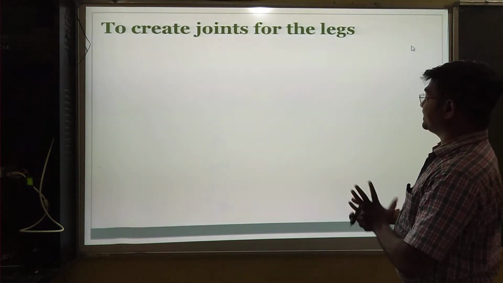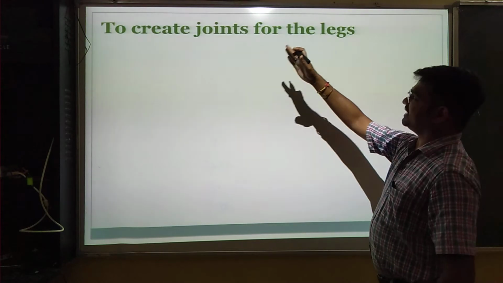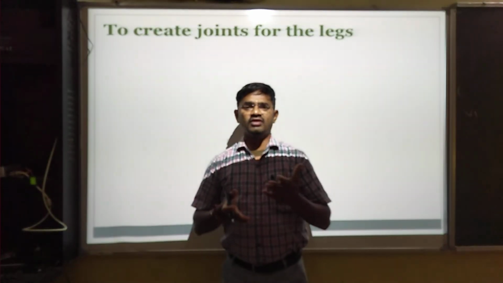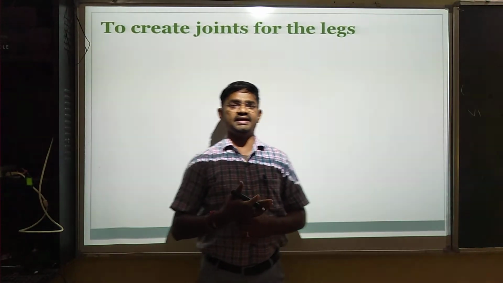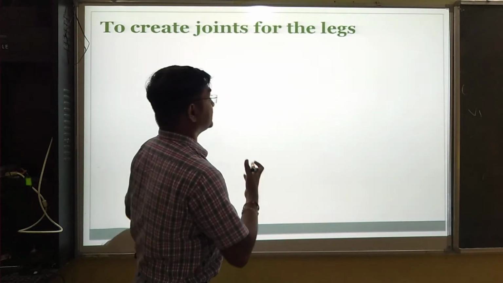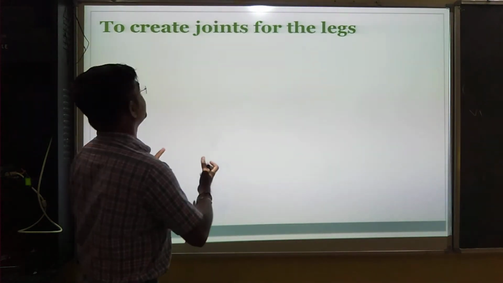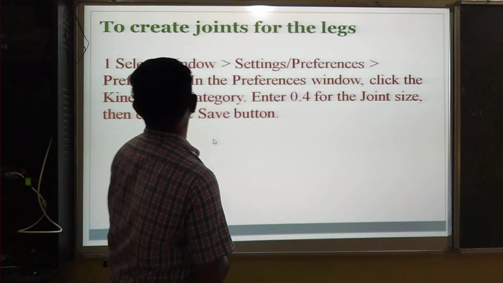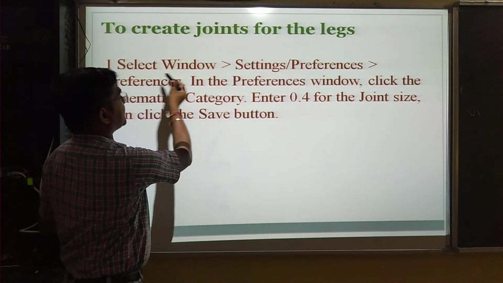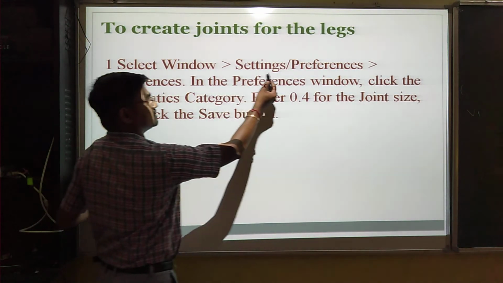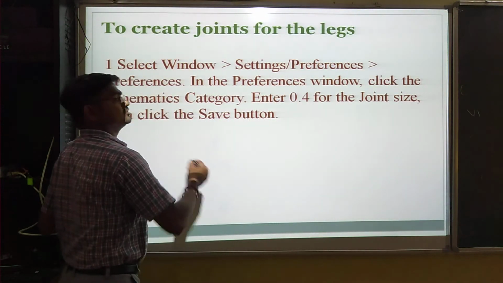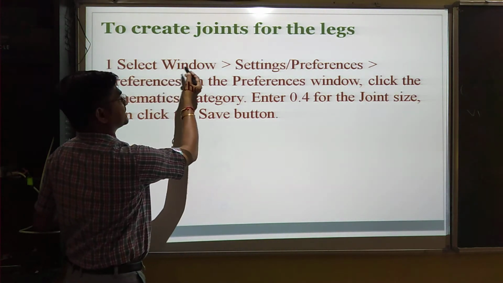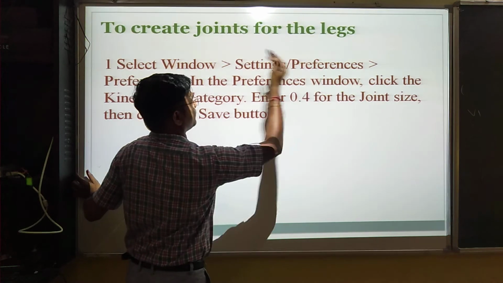Then how to create the legs? To create joints for the leg in 3D animation, first open the 3D animation software Maya. Then select Window, then Settings/Preferences.